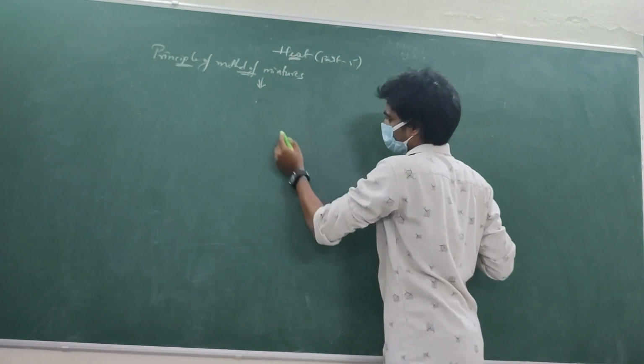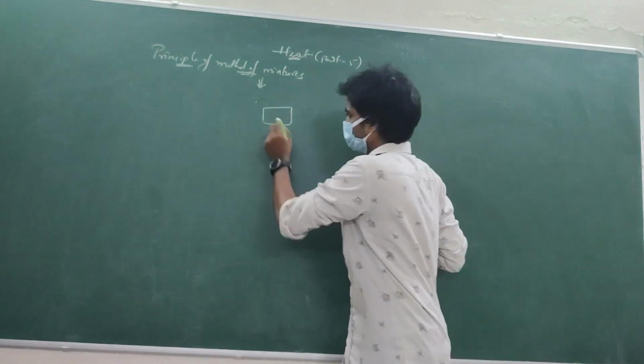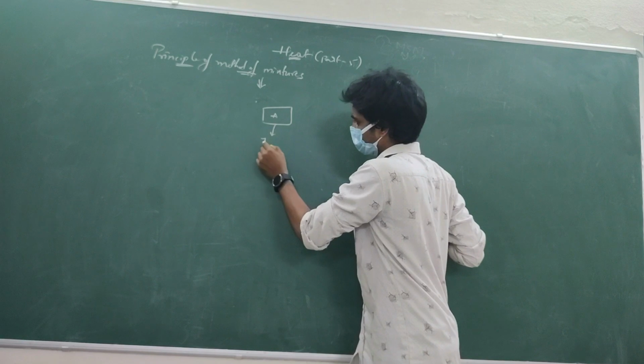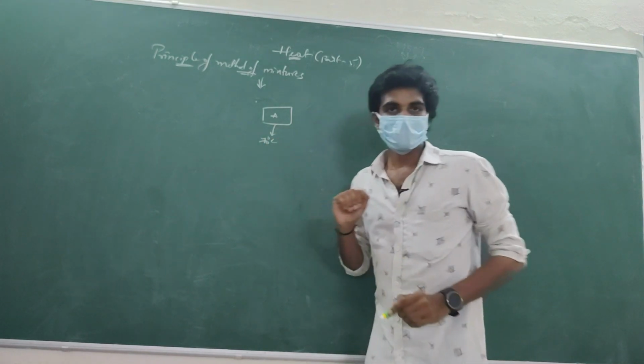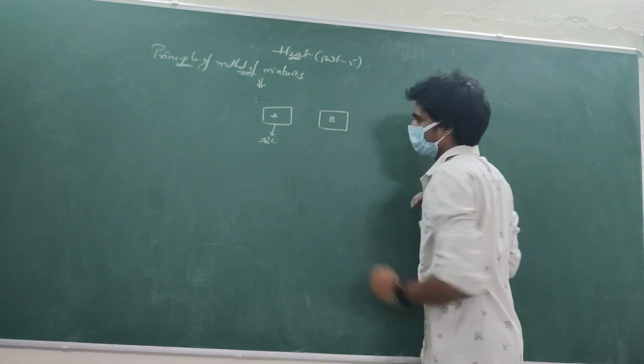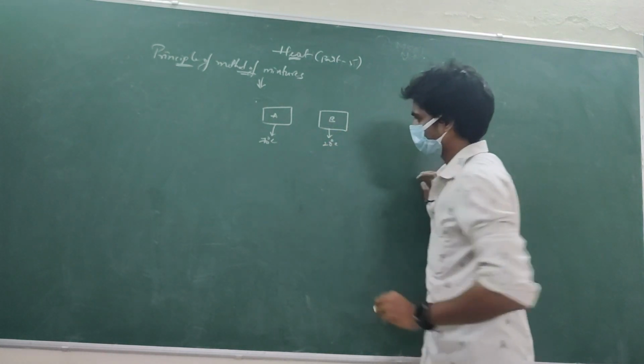So, suppose you consider a hot body, let's say, right? The name of the hot body may be A. It is at a temperature of 70 degrees centigrade. And we will consider one more body here, B, right? This body is at 20 degrees centigrade, right?